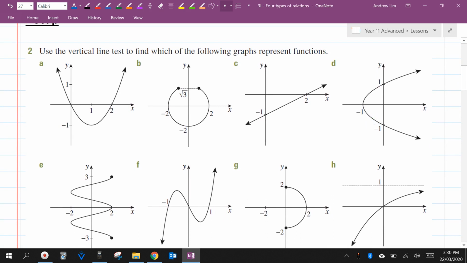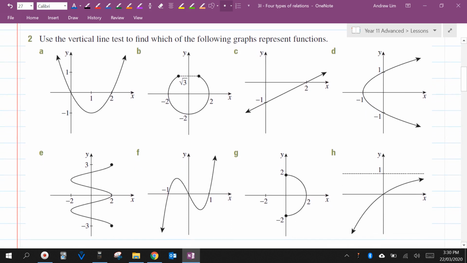So we've got the 8 questions that we've done previously. I want you to just pause the video and use the vertical line test to find which of the following graphs represent functions and which ones are just normal relations. So pause the video, and when you're ready, continue to play the video.